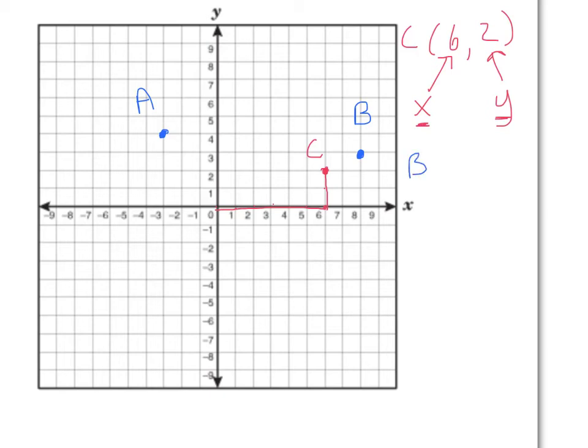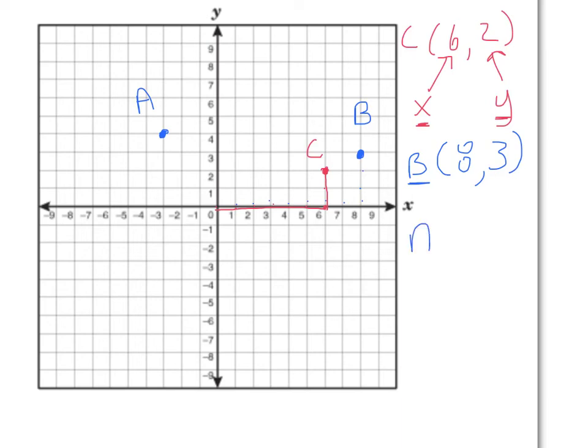I can actually find the ordered pair for a point. So point B would be over 1, 2, 3, 4, 5, 6, 7, 8. So I go over 8 and I go up 1, 2, 3. So the ordered pair for point B is 8, 3.